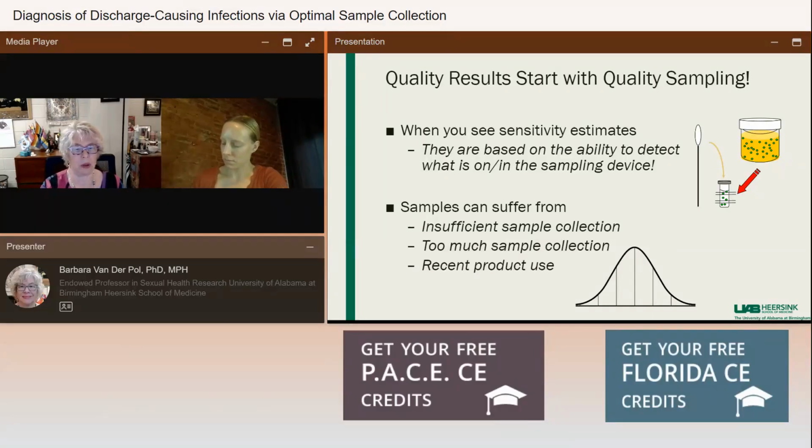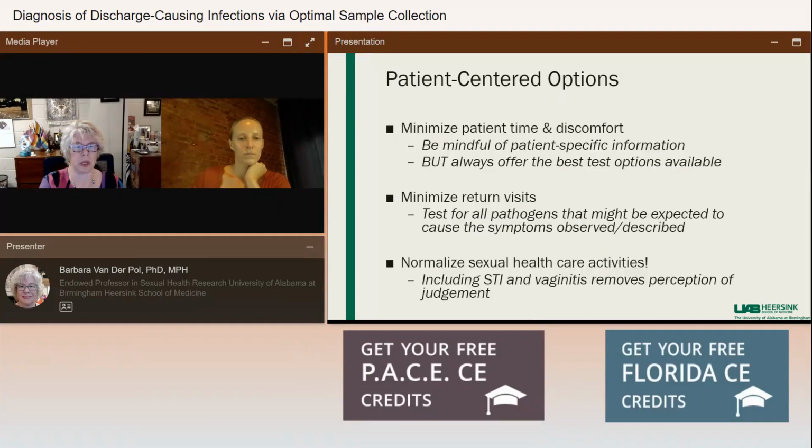And I'll just remind you that samples can suffer from insufficient sample collection or too much sample collection. It's just a bell curve like everything else. We don't want to be at either extreme. We want to be right in that sweet spot in the middle. And remember to ask about recent product use because that's something that can be really key for influencing the number of invalid results that you get.